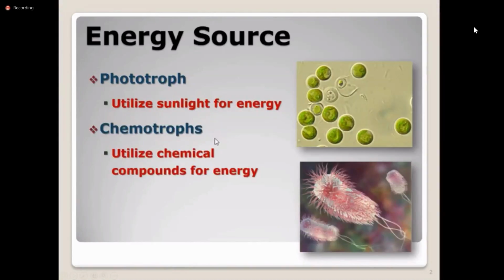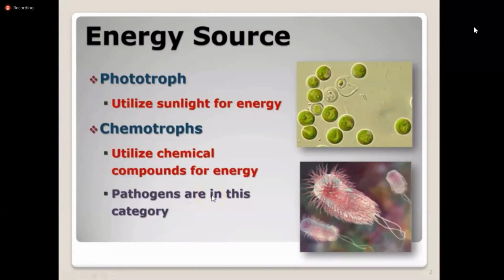If they're not a phototroph, they're going to be a chemotroph, which means they're going to be using chemical compounds, and that could mean chewing up a dead organism and getting energy from the various components in them. It could be they're eating sugar or something like that. That's a chemical compound, and that's how they're getting their energy. We're going to find that pathogens fall into this category of chemotrophs. And of course, not just pathogens, we are chemotrophs.